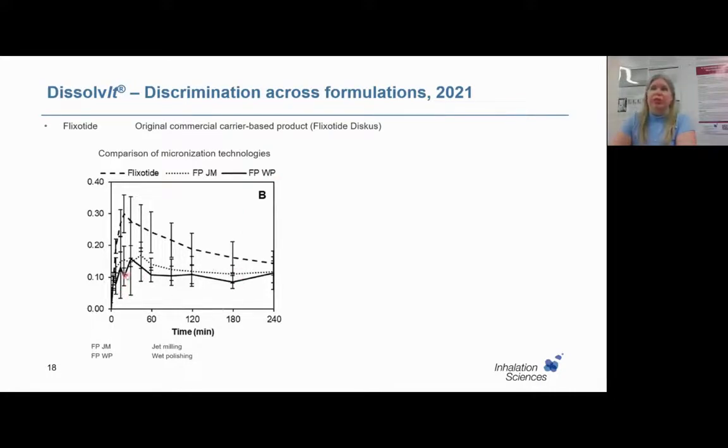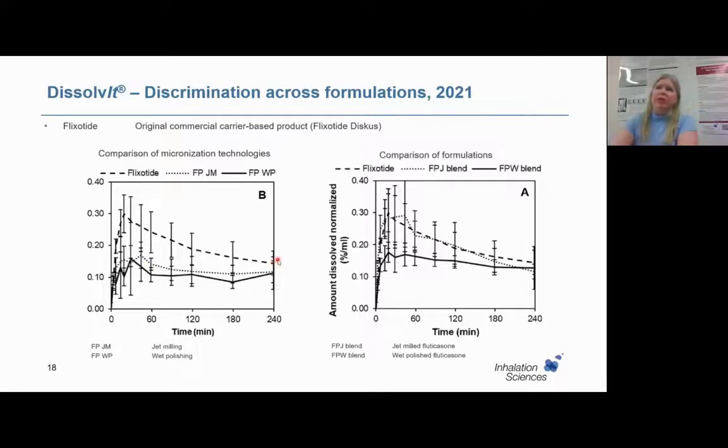And here we see Dissolvit concentration profiles over time for those 2 FPs that are jet milled or wet polished, compared to the commercially available Flixotide. And we could see that at this time point they differ from the commercially available Flixotide. But then those have been formulated, so we have blends that contain lactose and excipients, and we have the jet milled form that is formulated, and the wet polished formulation that has also been formulated.